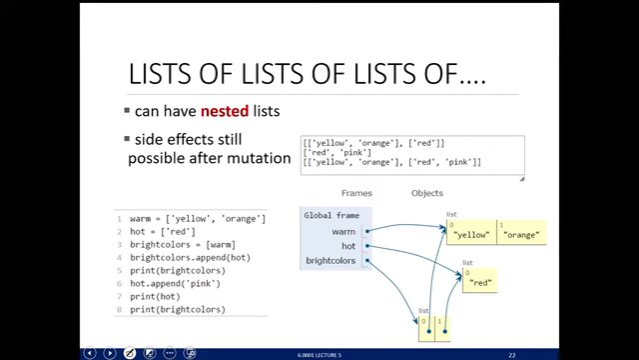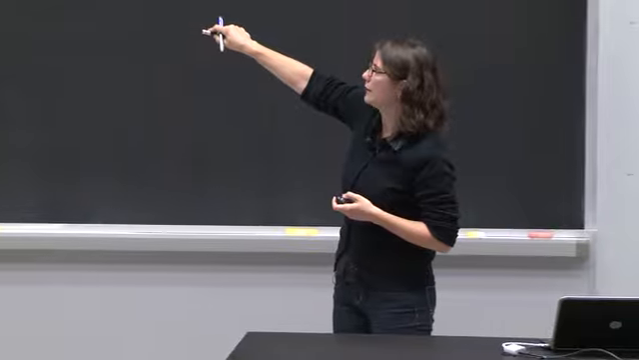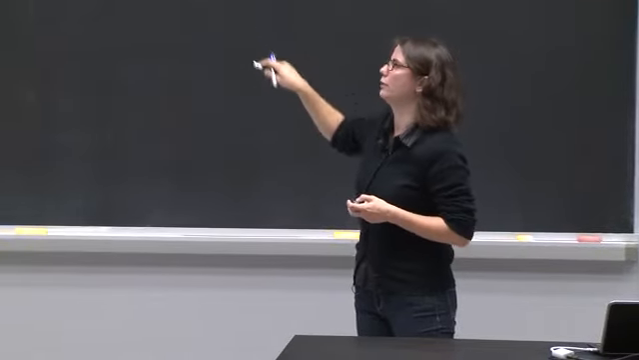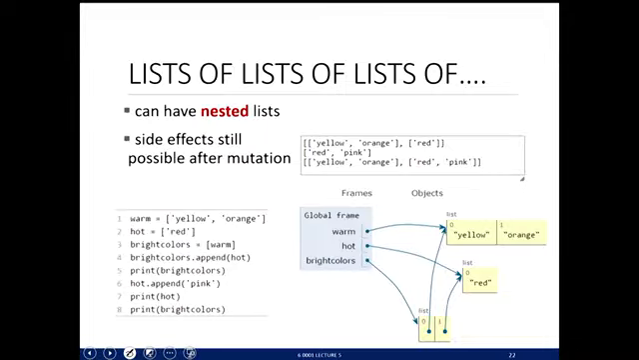Then I append hot to my bright colors. So the next element here is going to be another list, which means it's just pointing to this other list here. It's not creating a copy of it. So each one of these elements here is actually just pointing to these 2 lists. If I modified either one of these, then bright colors would also be modified. So let's say I add pink here to my hot list. We have red and pink. Then notice that bright colors, the first element points to this list, and the second element points to this list, which I've just modified.